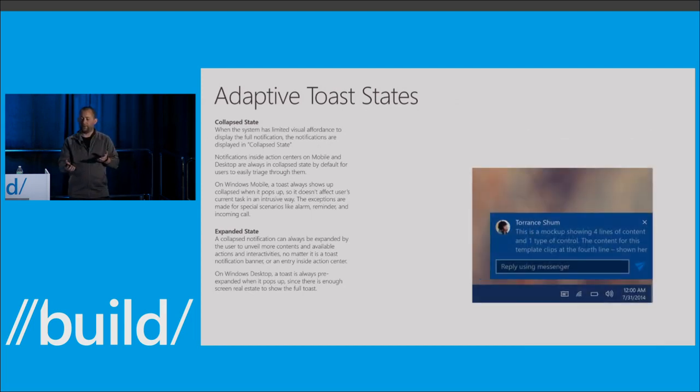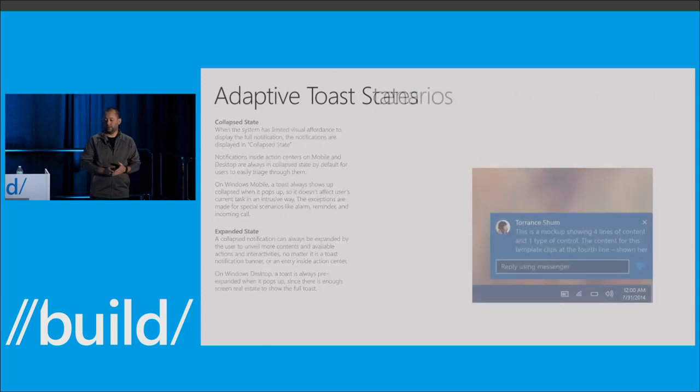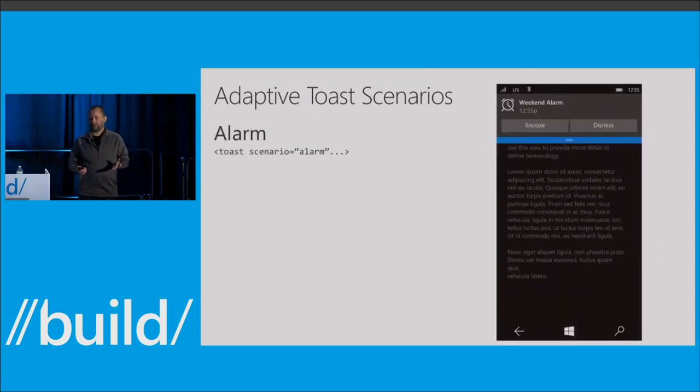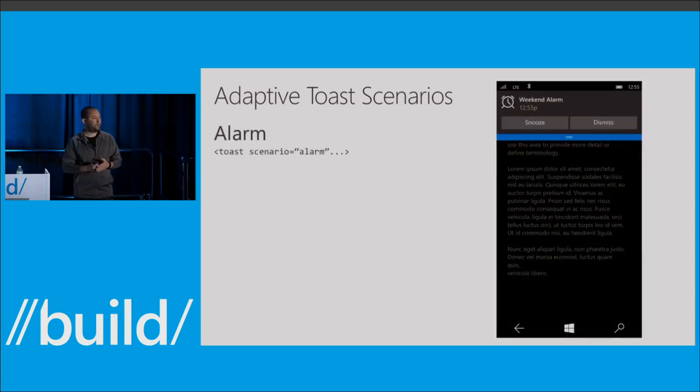This is a similar example of a notification that's already pre-expanded on desktop. Like I said, because we have more room on desktop, we automatically pre-expand some things. And then I want to talk a little bit about scenarios that can let you decide to pre-expand a notification as well. So we do have scenarios for alarms now.